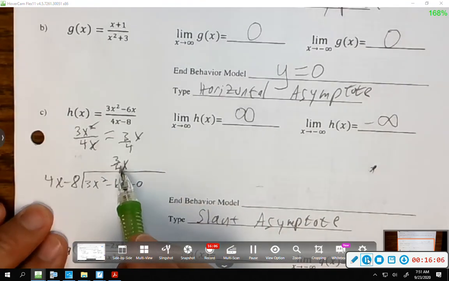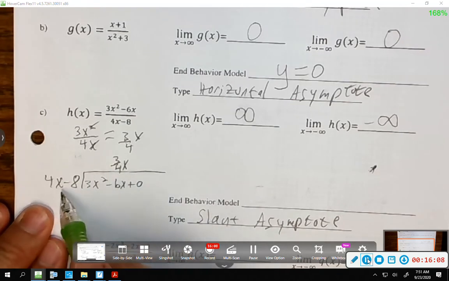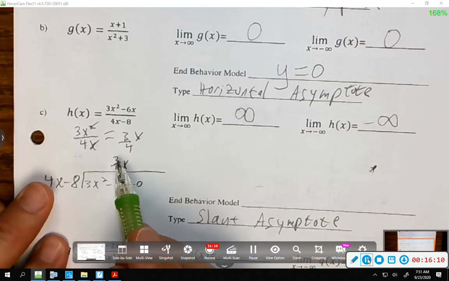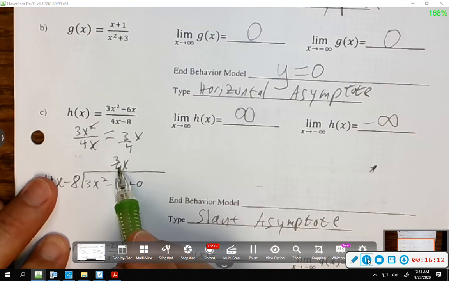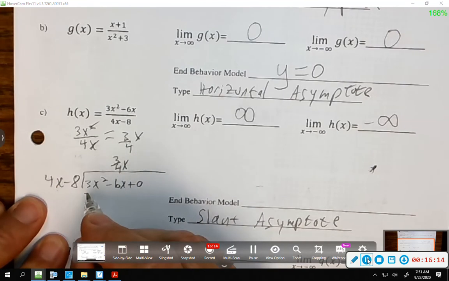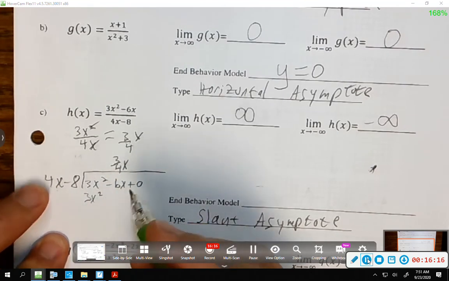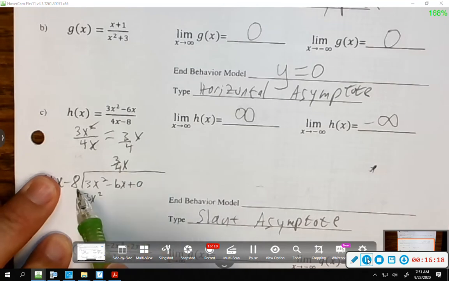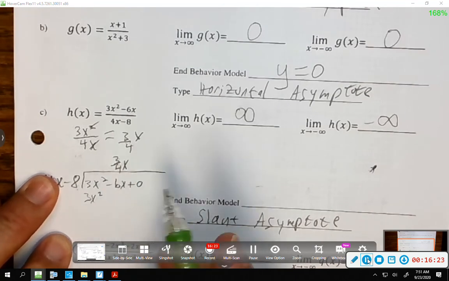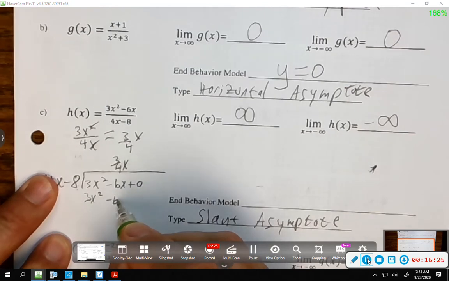When I multiply 3/4 x times 4x, the 4's cancel. 3x times x is 3x squared. That's exactly what I need. If I take 3/4 x times negative 8, the 4 and the 8 cancel. It's negative 2 times 3, which is a negative 6x.